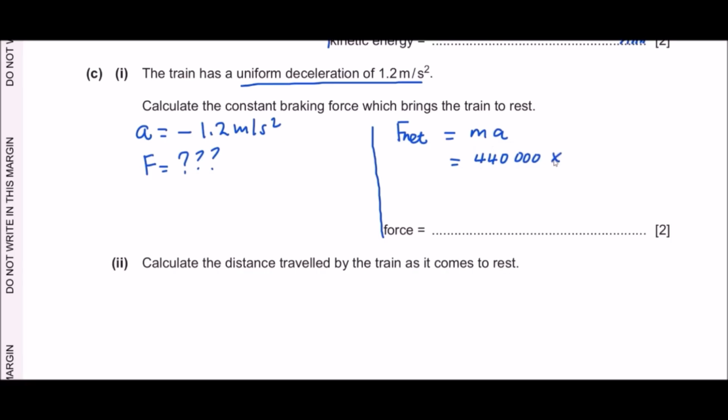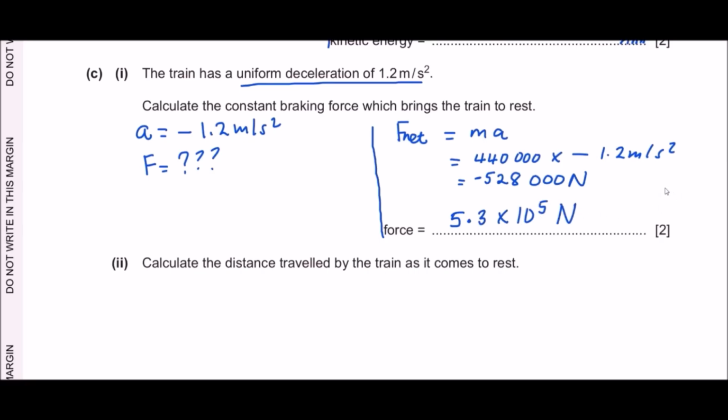440,000 kgs times the acceleration negative 1.2 meters per second squared. With this, we are going to get 528,000 newtons, which are negative. Negative implies it's a retarding force. So here we are interested in the magnitude of that force. So we can safely put it in scientific notation, 5.3 times 10 to the power 5 newtons.